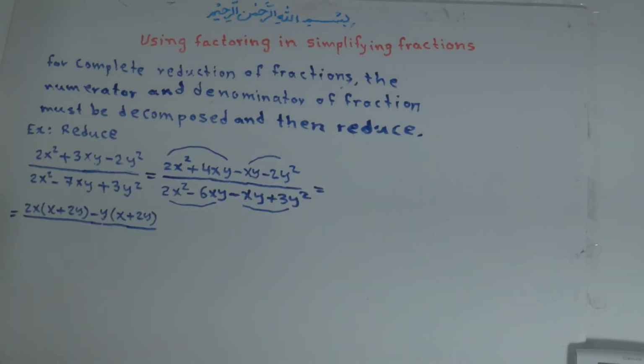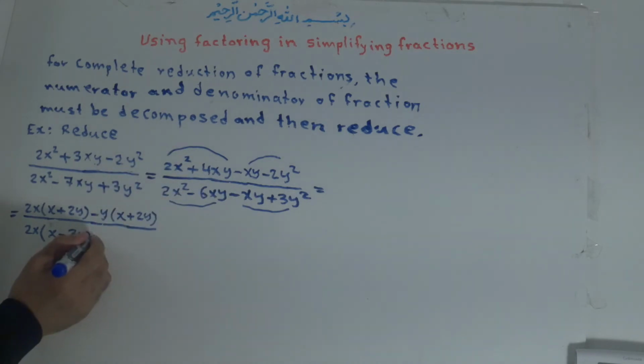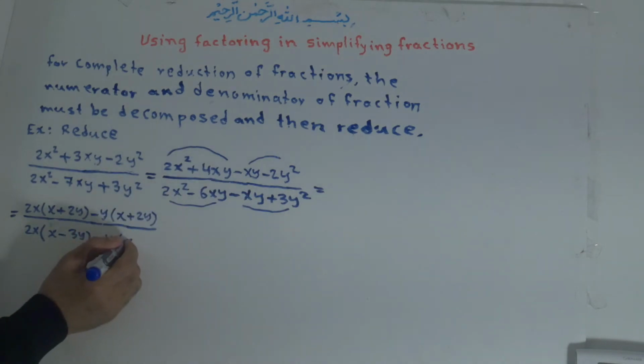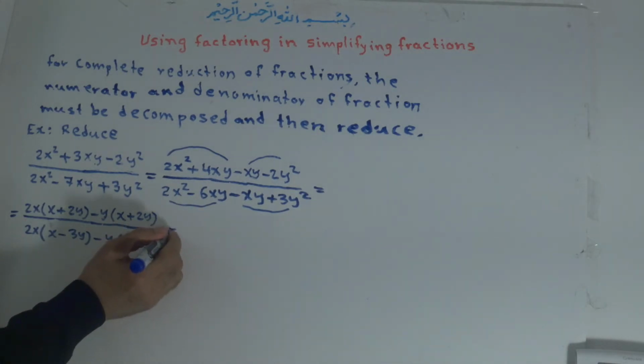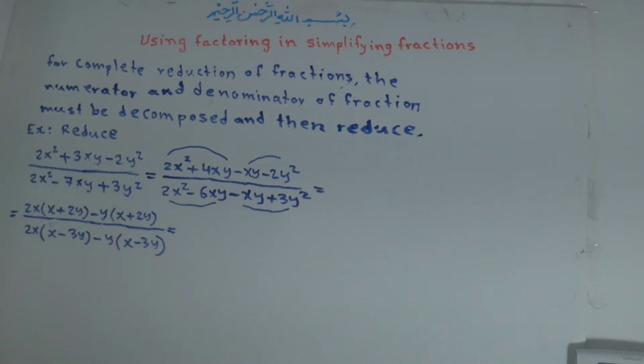And in the denominator, in these 2, 2 is common, and also x. Here remaining x minus 6 divided by 2, 3y, and here minus y is common. What is remaining? Here x, and here minus 3y. You know this reduction, this factoring from the previous lessons. If you forget it, you can refer to previous lessons.